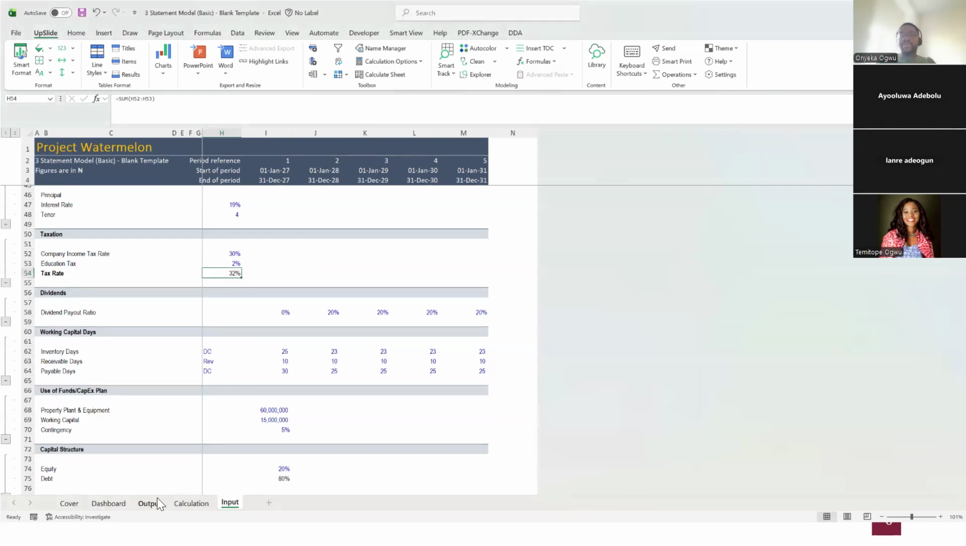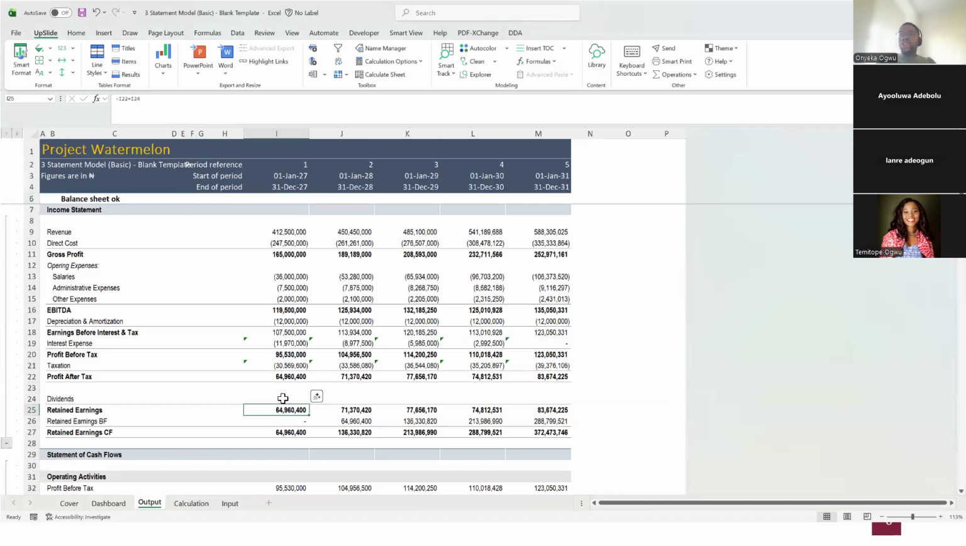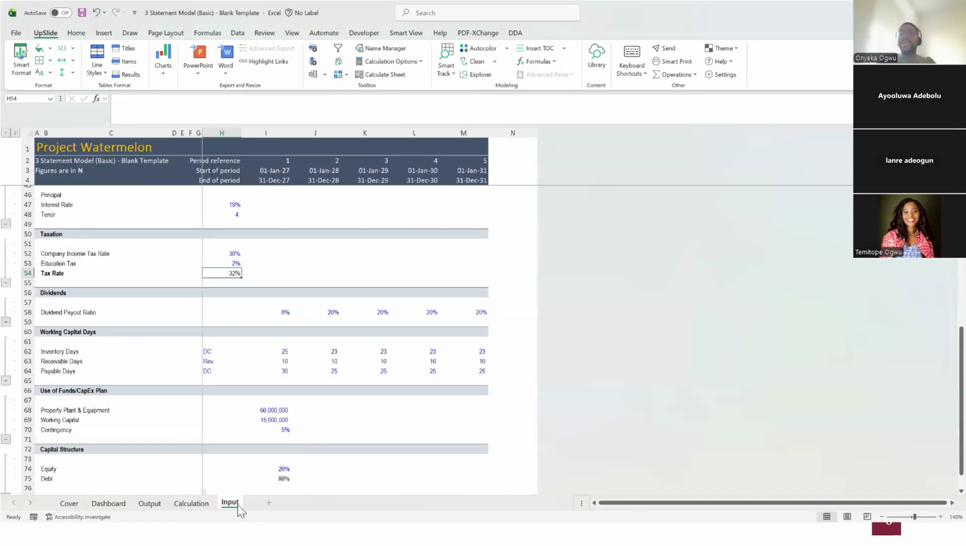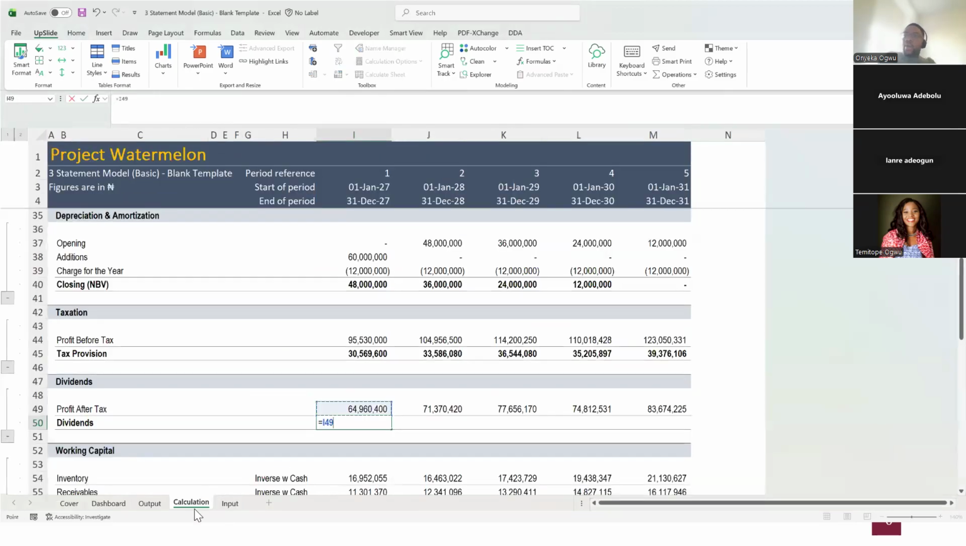So for the dividend calculation, we said for year one we'll pay out 0%. Year two, we'll pay out 20%. Year three, 20%. Year four, 20%. That means in year one we're not paying out anything, so times 0%. But in year two, from our profit, that's how much we are paying our equity investors. That's what we're trying to calculate.